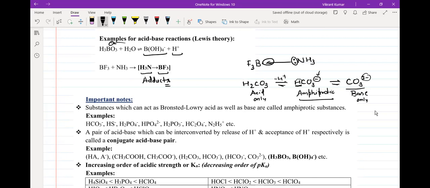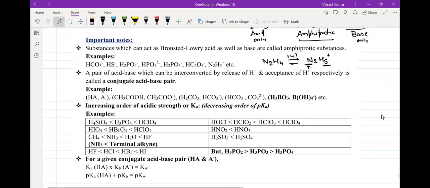Similarly, you can take any other polyacidic base, like I have taken N2H4, in which there are 2 nitrogens, each with 1 lone pair. So keep giving it H plus, take H plus out and give H plus. So we have got N2H5 plus. We have got 1 acidic hydrogen, and a lone pair is remaining on 1 nitrogen. I'll show it by the structure.